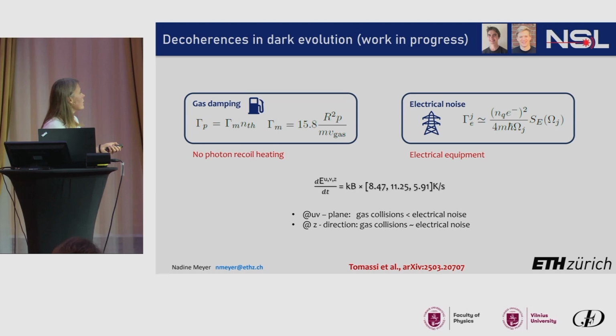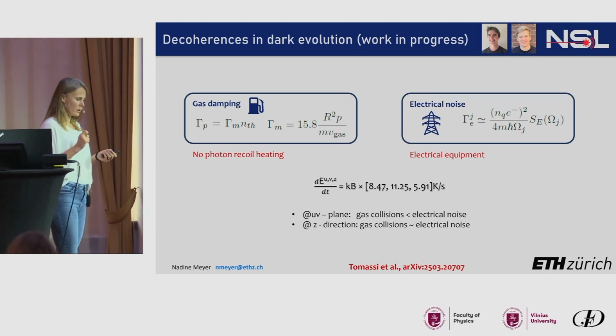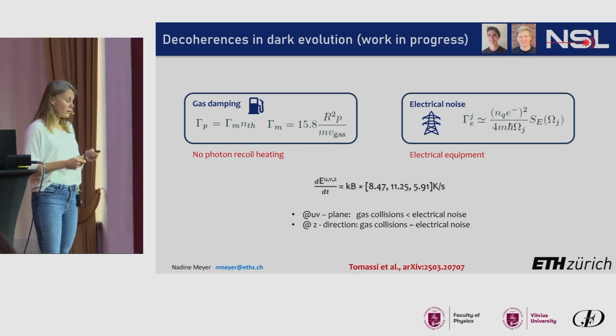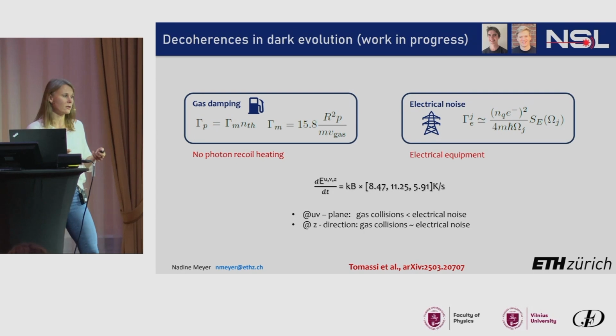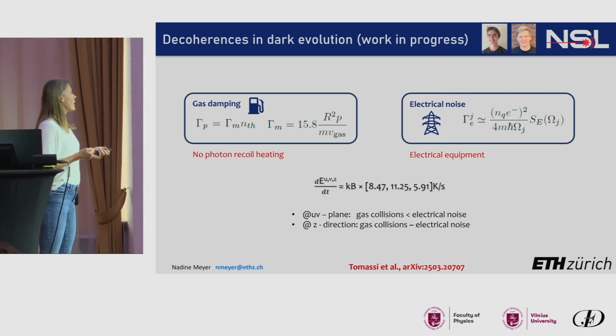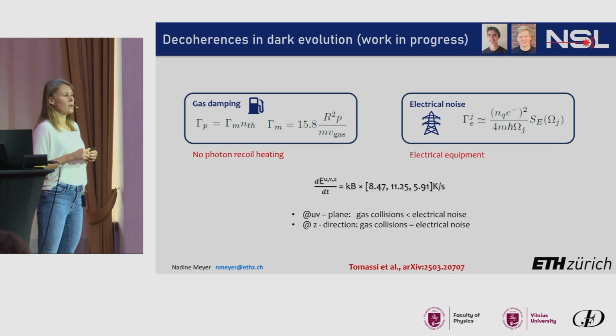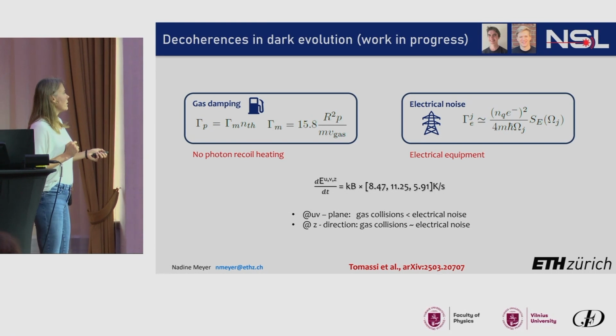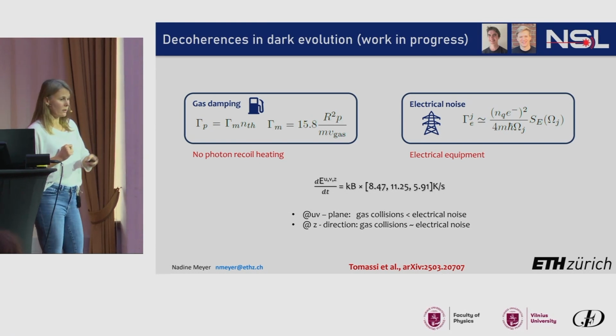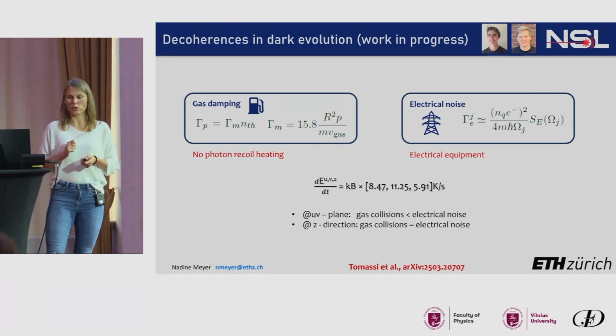There is a subtle difference due to the fact that we're using an RF potential in the Paul trap plane and a DC potential along the optical axis for the inverted one, meaning that in the Paul trap plane the gas collisions are not dominant. It's actually our electrical noise, and along the inverted potential the two factors are actually comparable.